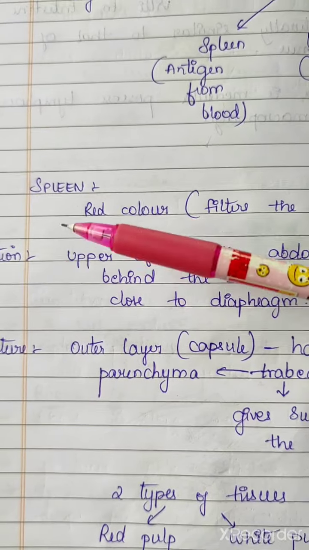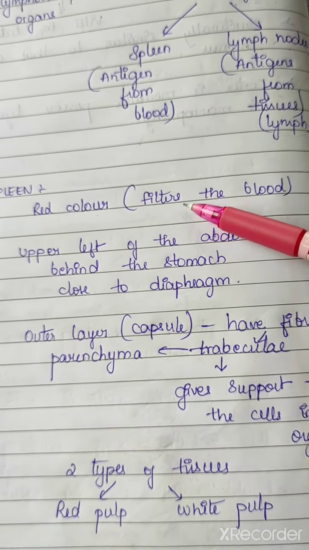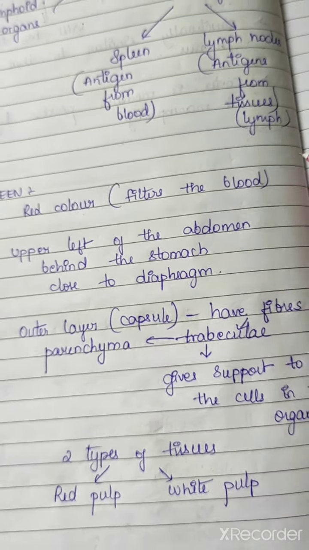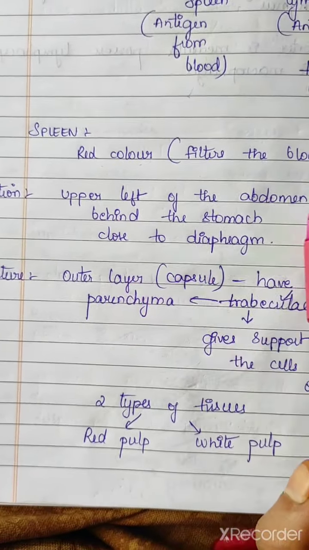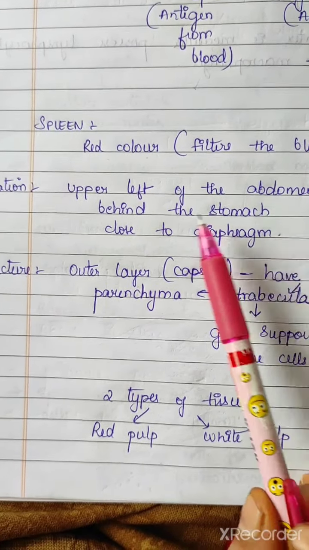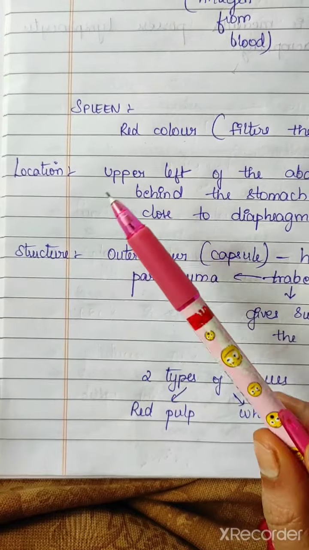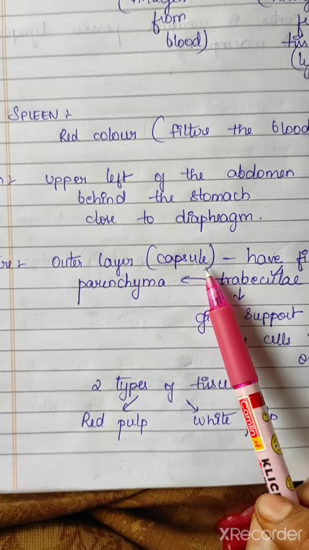Coming to the spleen. Spleen is red in color. Its function is to filter the blood. What is its location? It is located in the upper left of the abdomen, behind the stomach, close to the diaphragm. The structure of the spleen has an outer layer called the capsule.